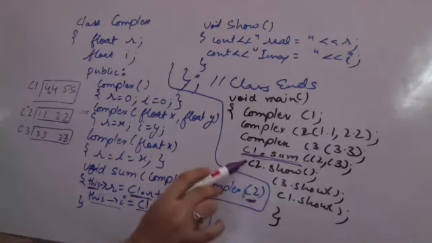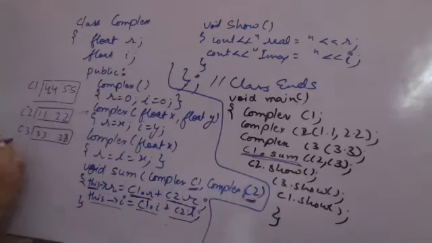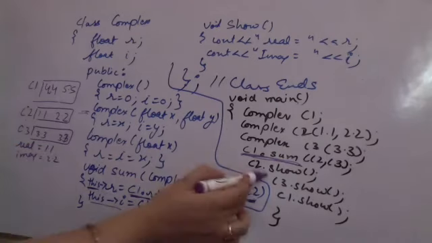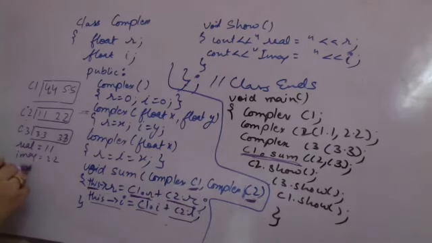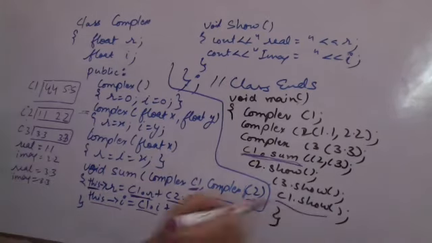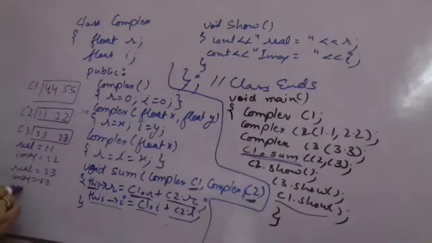Now when I am calling C2 dot show, you will have real equal to 1.1, imaginary equal to 2.2. C3 dot show, you will have real equal to 3.3, imaginary equal to 3.3. And when you finally have C1 dot show, you will have real equal to 4.4 and imaginary equal to 5.5. So this is how a small function is working, where I'm using constructors.